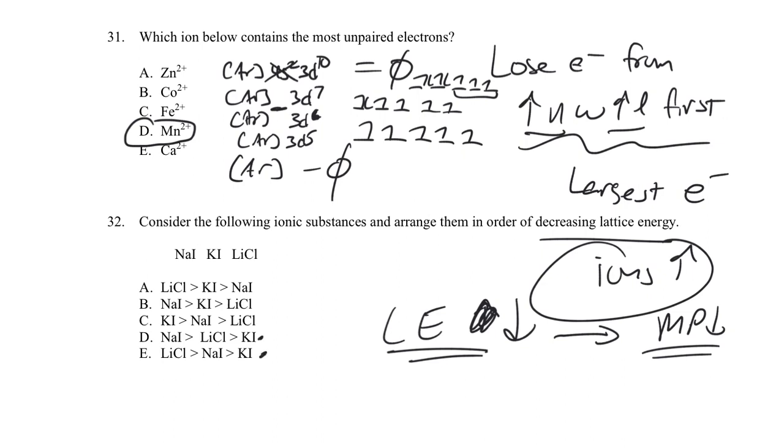So to arrange by decreasing lattice energy means the lowest lattice energy will have the largest ions. KI is the biggest, sodium iodide's in the middle, lithium is smaller than sodium, and chloride is smaller than iodide. So lithium chloride's the greatest, sodium iodide in the middle, KI the lowest.